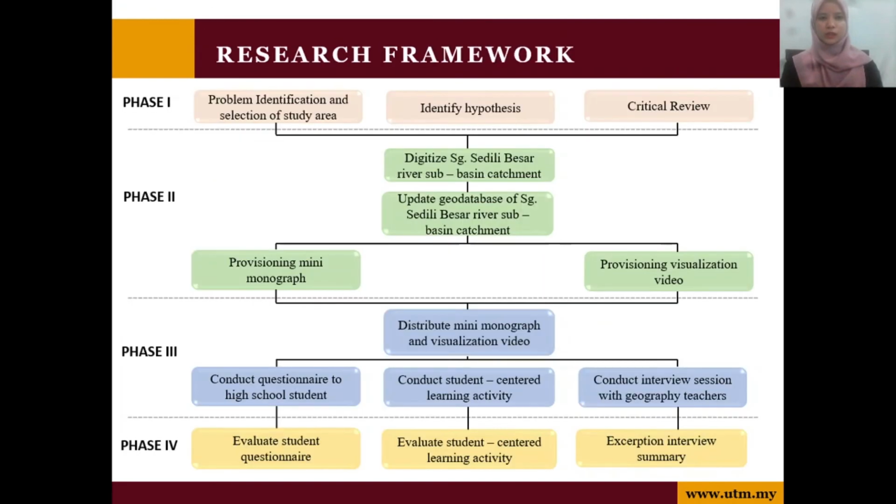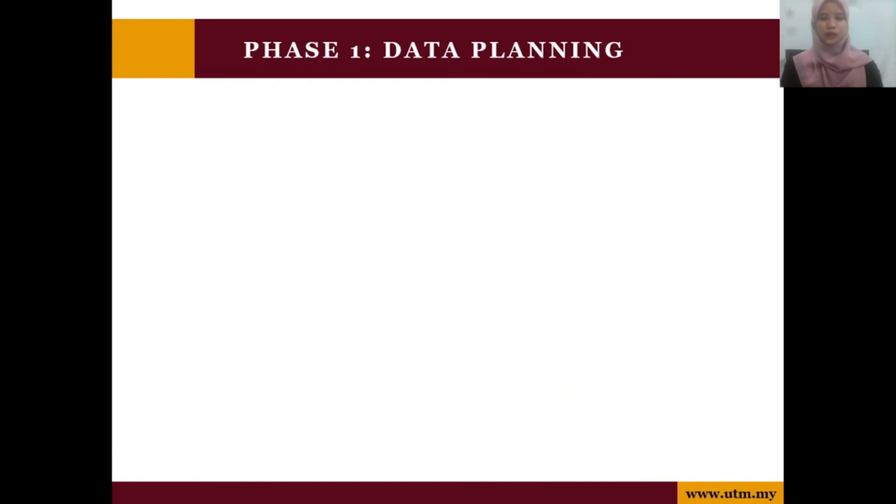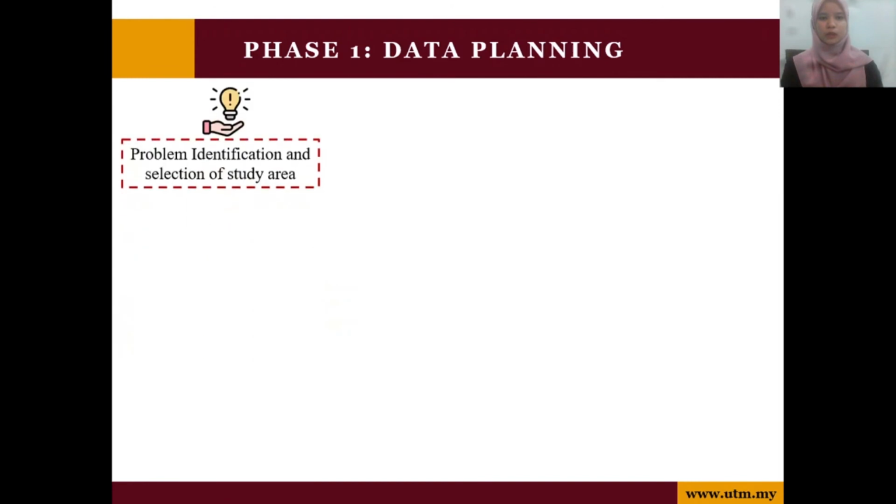Research framework. This research framework shows detailed and clear phases in order to produce an interactive support learning material. It involves phase 1, data planning, phase 2, data preparation, phase 3, data implementation, and phase 4, data analysis. In phase 1, it essentially refers to undergraduate project writing in chapter 1, chapter 2, and chapter 3. It starts with problem identification and selection of study area.